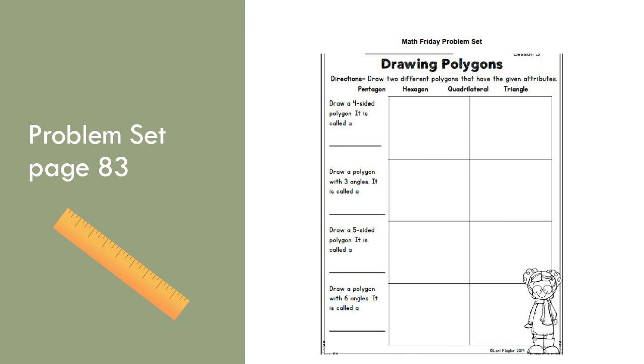Page 83, more drawing practice. They want you to draw 2 different polygons for each example. So on the first 2 blank squares, you're going to draw 2 examples of a 4-sided polygon. Remember that polygons can look different and have the same attributes. So for example, I could draw this right here. Those are 2 different types of 4-sided polygons, and then I would write the name on the blank line next to it.